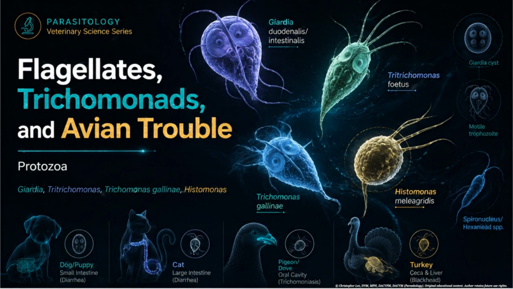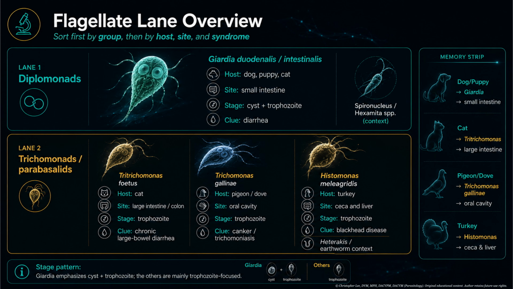By the end, a puppy, a young cat, a pigeon, or a turkey should point you towards a very different flagellate pattern. Here is the whole lesson in map form. The first lane contains the diplomonids. Giardia duodenalis, also called Giardia intestinalis, is the most familiar clinical example. It infects a wide range of mammals, including dogs, cats, livestock, rodents, wildlife, and even marine mammals such as seals.